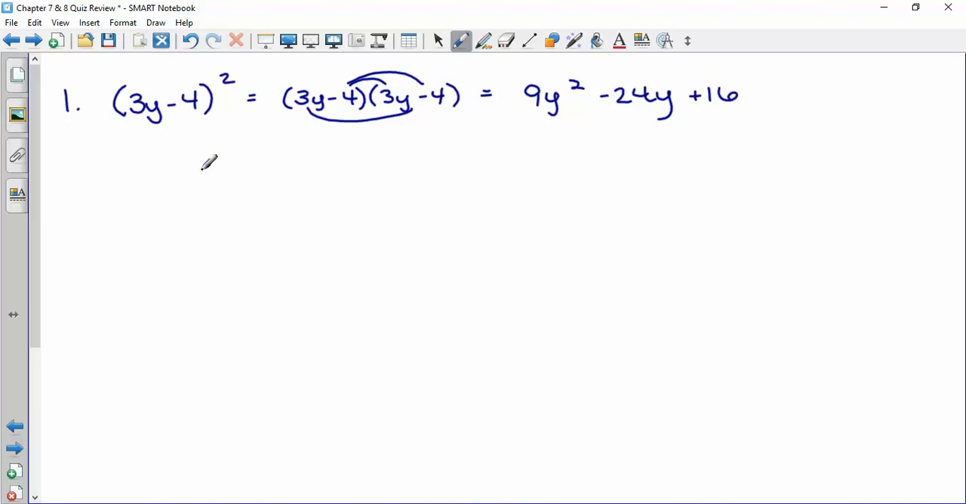What would that be? 18y to the first minus 24, and what's the derivative of 16? 0. So that's my answer. So simplify first, it will help.